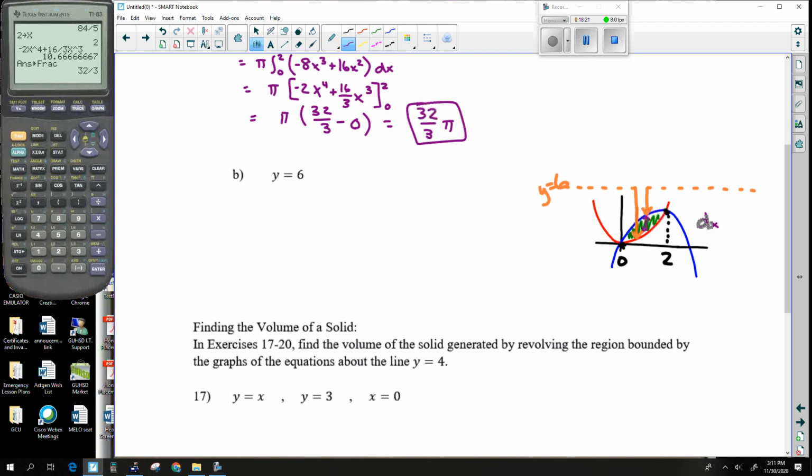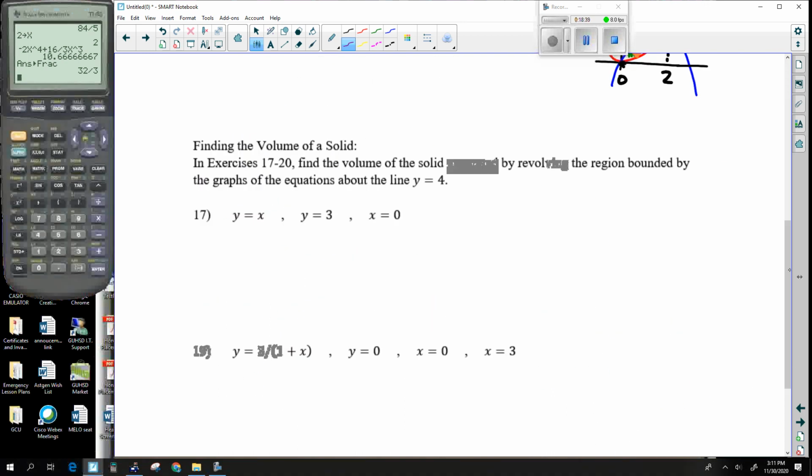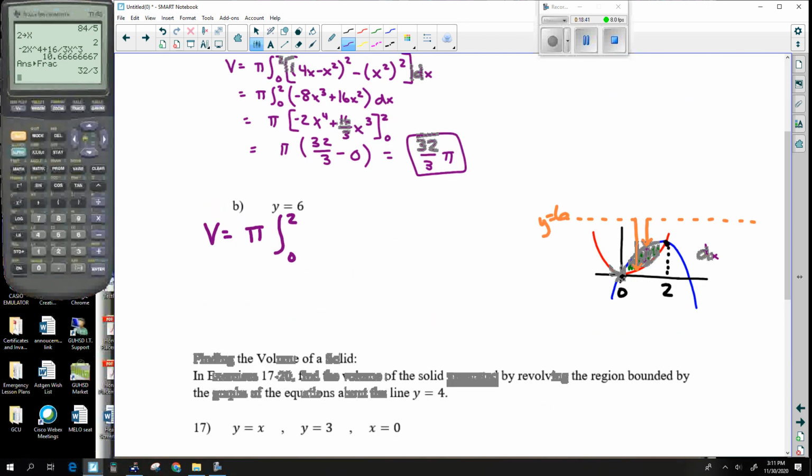So we set it up the same way. It's a horizontal, so this is a disk method. This volume is going to be equal to pi times the big radius squared minus the little radius squared. This is still 0 to 2. Now the big radius is the red, which is the positive x squared. And here's where I differ a little bit: I put on that new axis as a subtraction. So I subtract off the new axis.